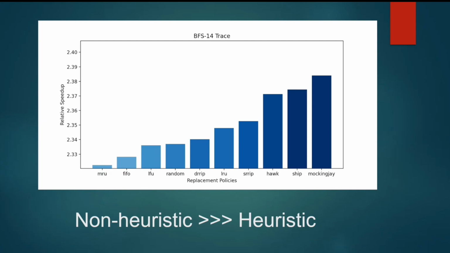We observed that the non-heuristic policies perform better than the heuristic policies. This can be reasoned out as graph analytics have irregular memory access patterns.